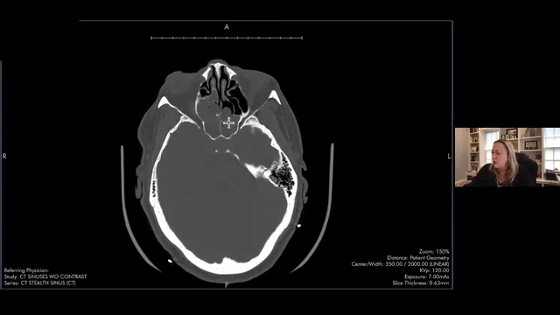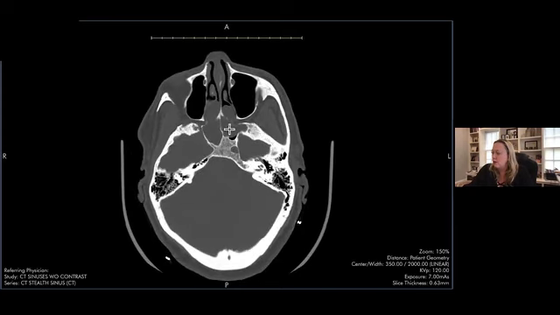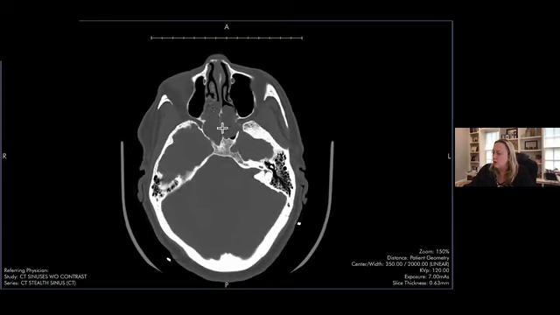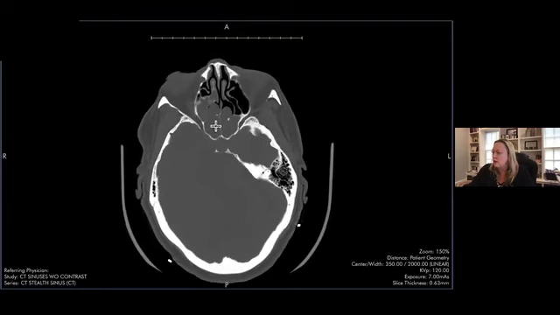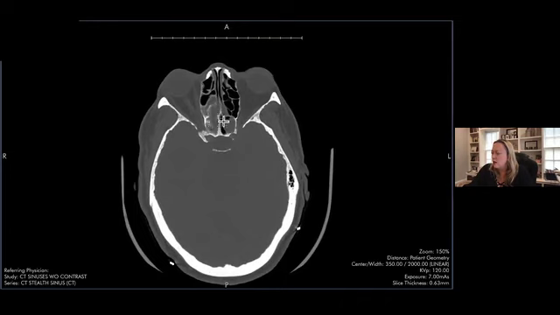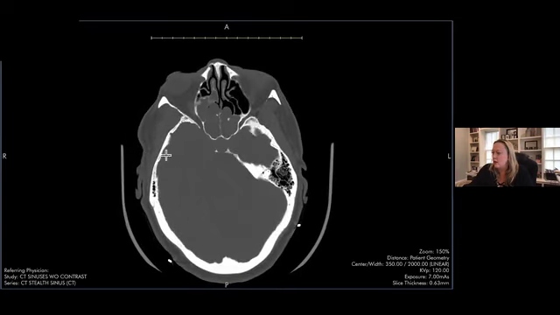And then this polypoid soft tissue almost completely fills the sphenoid sinuses, a little bit more on the right than the left. There's some scattered areas of calcification, but it's very polypoid and mass-like and sort of expansile in these locations. And then there's a little bit of soft tissue in the adjacent posterior ethmoids as well.